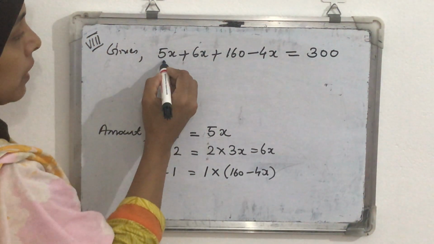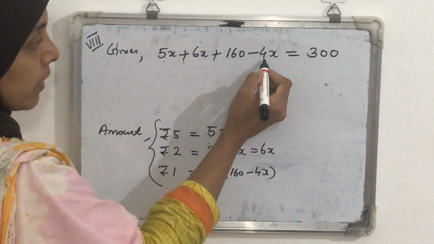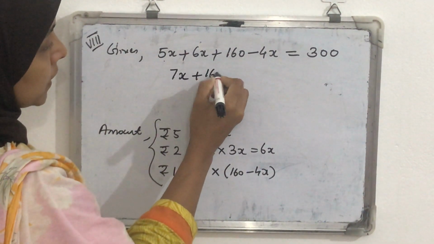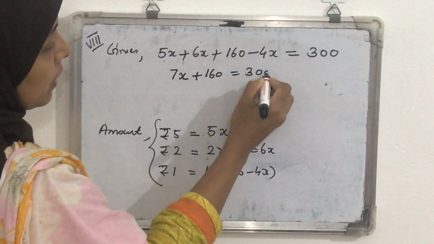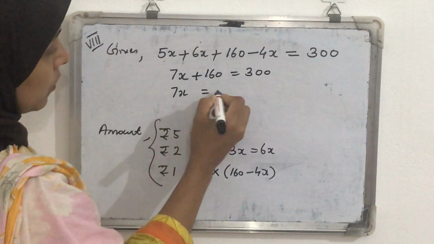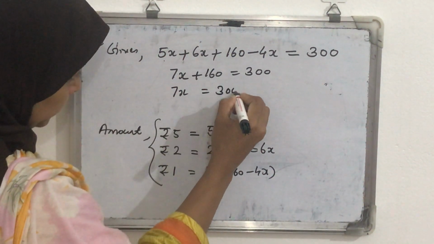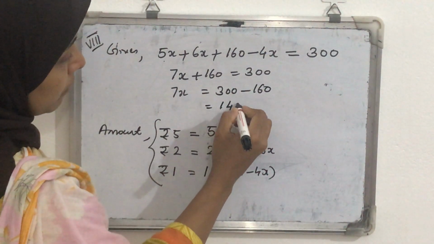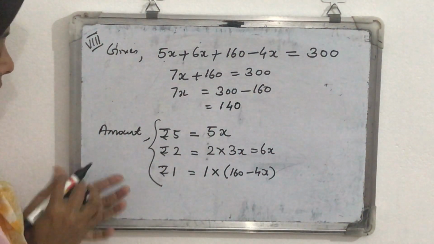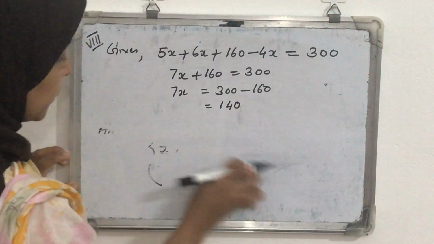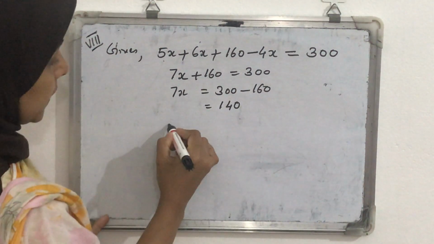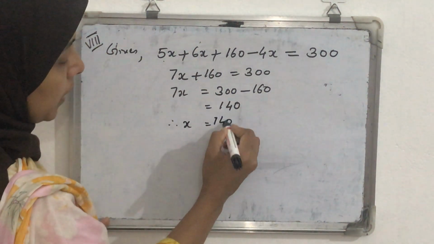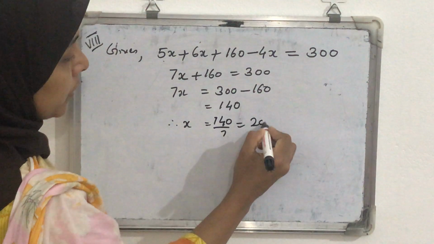Okay, then simplify. 5x plus 6x is 11x. 11x minus 4x will be 7x. Plus 160 equals 300. That means 7x equals 300 minus 160, which is 140. So x equals 140 by 7, which is 20.